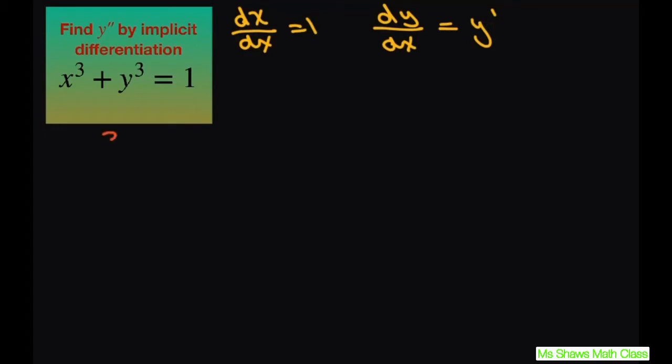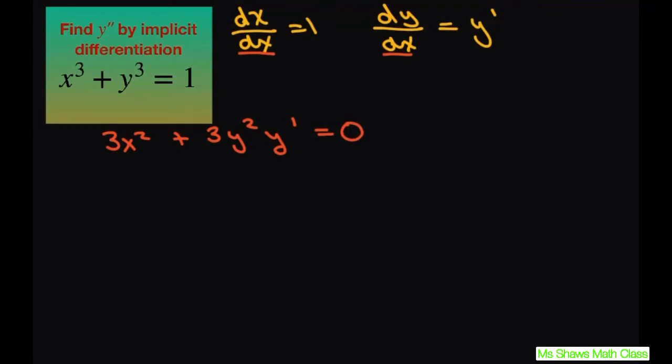For the x, we get 3x squared times the derivative of x with respect to x. That equals 1, so I'm just going to leave it like that, and then take the derivative of y cubed, which is 3y squared times the derivative of y with respect to x, and I'm going to call that y prime. And the derivative of 1 is just 0.